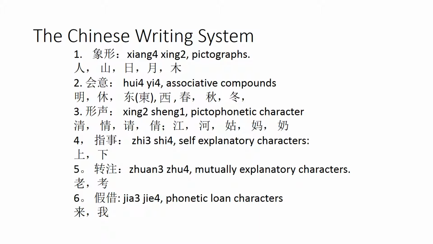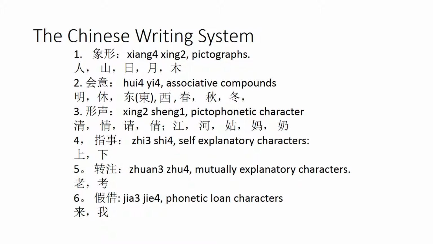The third type of Chinese character is 形声字, pictophonetic character. This kind of character has two parts. One part is a meaningful component called radicals. The radical is usually a pictograph. The other part is a phonetic component. For example, look at the first four characters. 清, 情, 请, 欠. Notice they have a similar sound given by the right part of the character.